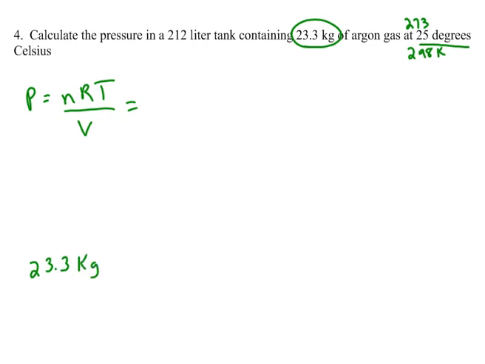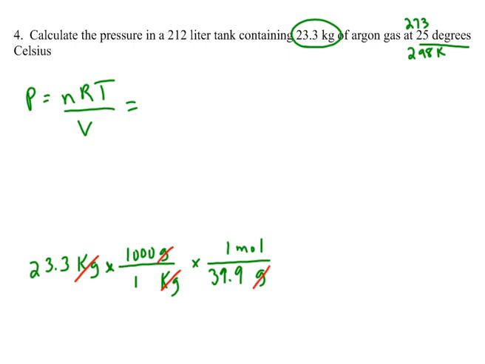Now converting this mass, I'm going to do this problem down here. 23.3 kilograms. First we need to get it into grams before we can convert it to moles. 1 kilogram is 1,000 grams. If we leave the problem there, our answer will be in grams, but then we have to convert this into moles. From the periodic table, 1 mole of argon weighs 39.9 grams. If we leave the problem there, we will have our answer in moles. So 23.3 times 1,000, take that answer, divide by 39.9, and we have 584 moles. So we're going to use 584 moles as our n.